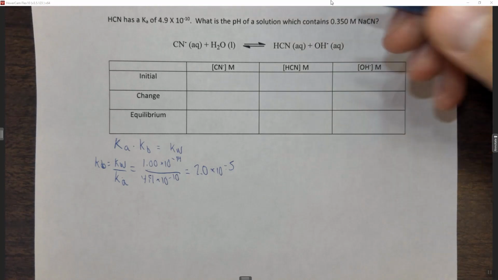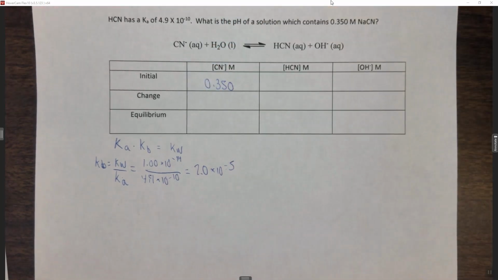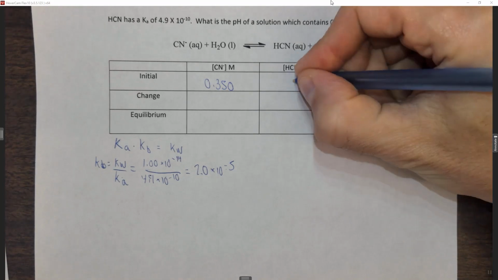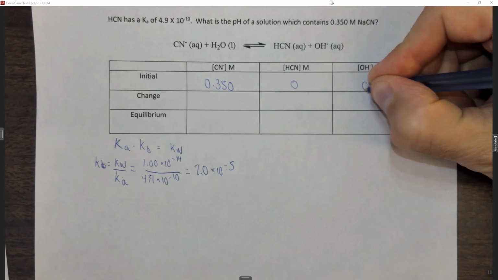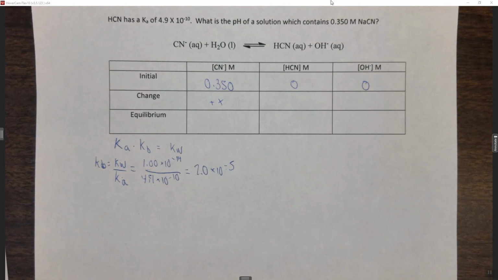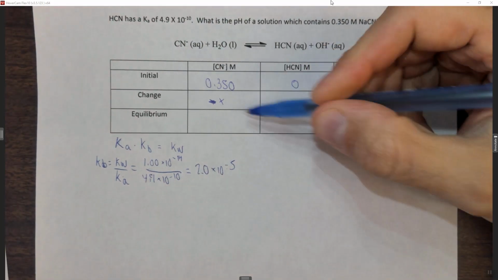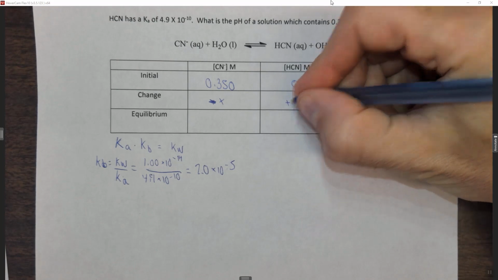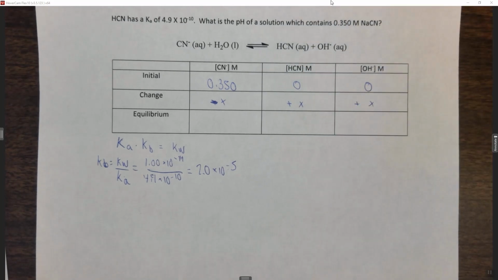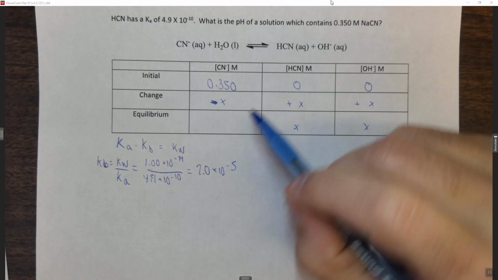So the initial concentration of CN minus is 0.350 molar. The initial concentration of HCN is 0. The initial concentration of OH minus is 0. We're going to gain some X of this. We're going to lose some X of this. We always lose reactants. And we're going to gain some X of each of the products. We're going to end up with X here. We're going to end up with X here.